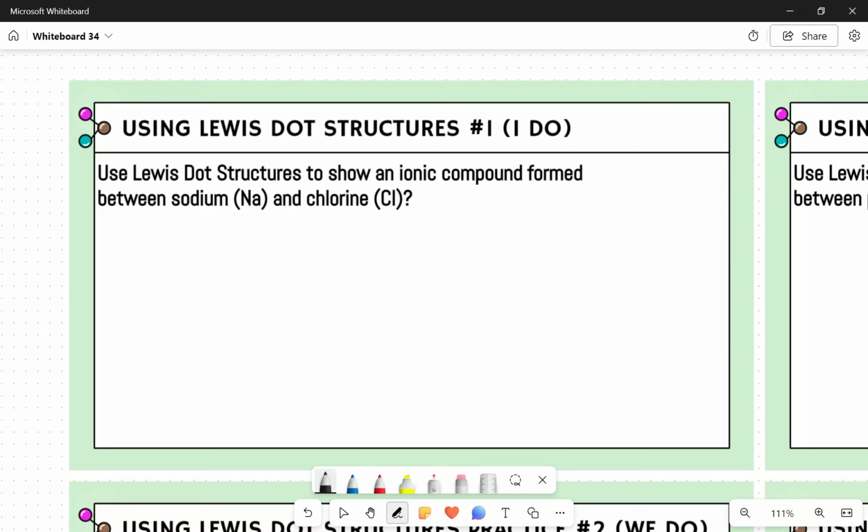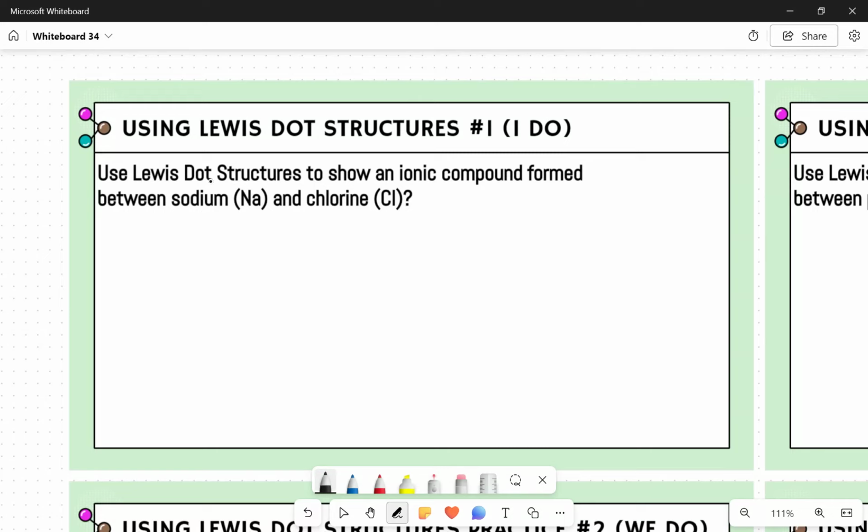Today I wanted to talk to you about Lewis dot structures and how we use them to depict the formation of ionic compounds. Now, previously we've talked about Lewis dot structures. Lewis dot structures, as you recall, are the atomic symbols with dots around them to show how many valence electrons an atom has. Well, we can use Lewis dot structures to show how electrons are transferred between different atoms to form new ions and therefore new ionic compounds. Let me show you what I mean.